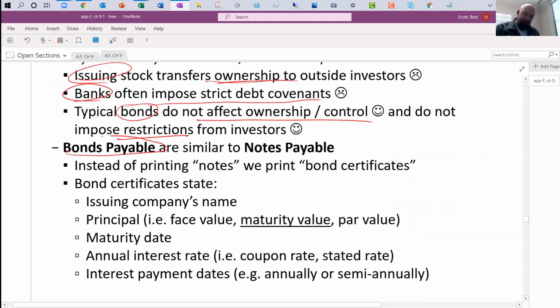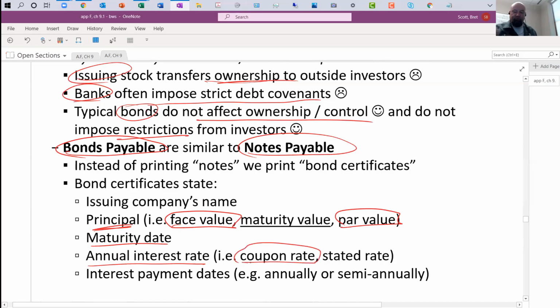Bonds payable is the account we're going to use when we issue this debt. It's very similar to notes payable. There is a principal amount, which we call face value, maturity value, or par value. The maturity date, we will usually get to set that ourselves. We also usually dictate what amount of interest we want to pay out annually or semi-annually. The interest rate we stamp on the bonds is called the coupon rate. Sometimes it's called the stated rate. We'll look at that more closely.